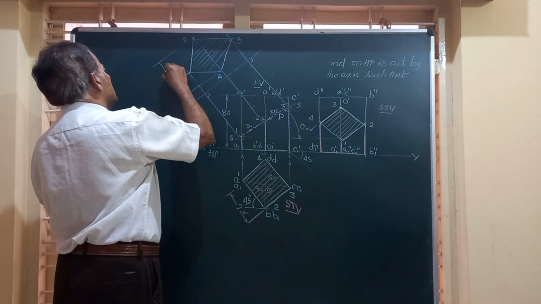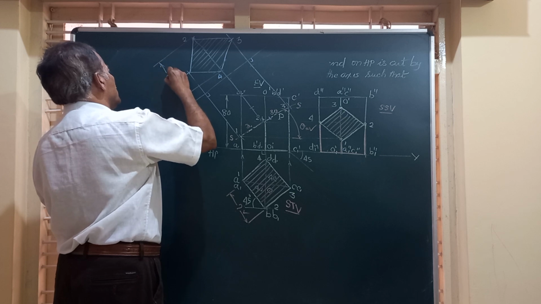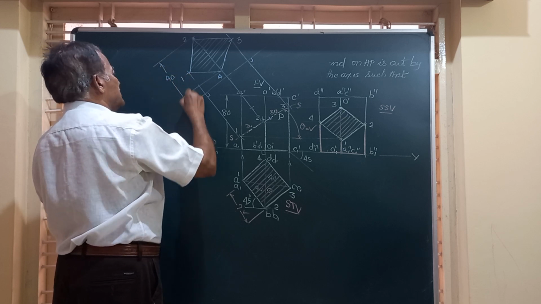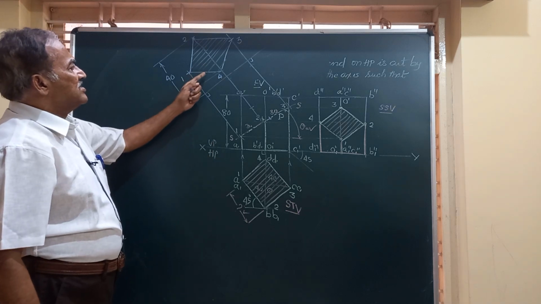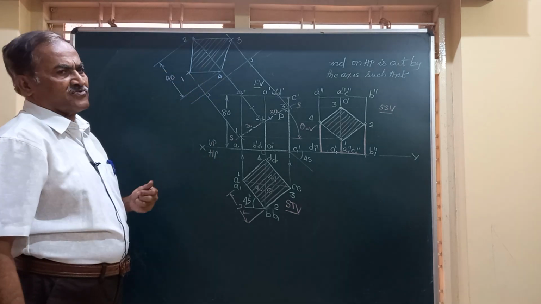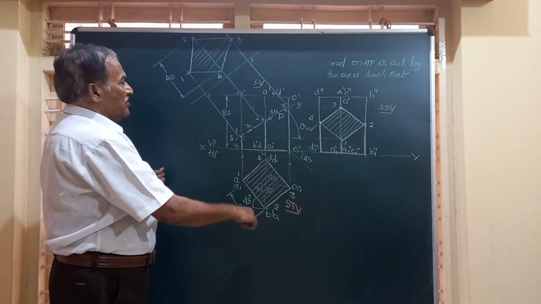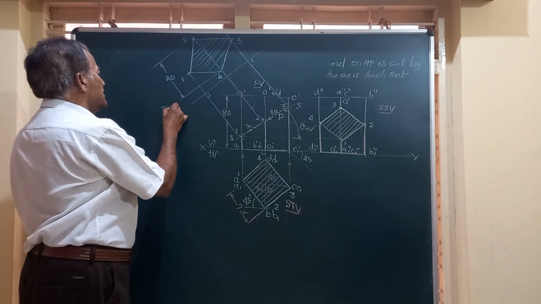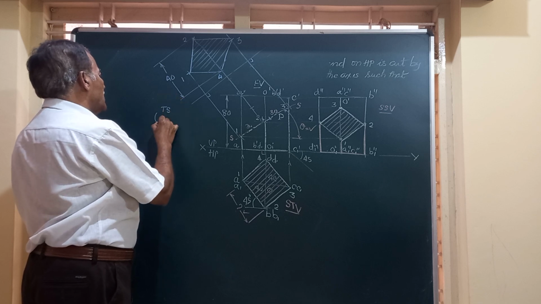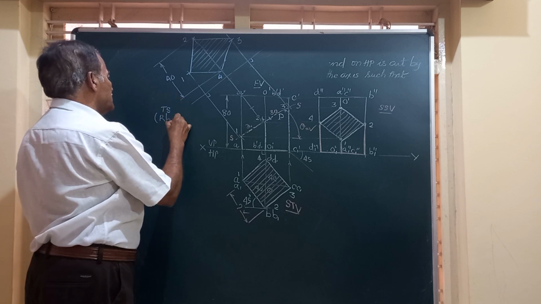Also here friends, this dimension is going to be 40, and as a check you can verify that this dimension 2 to 4 is 40, then only you are going to have a figure like this. Friends, the figure you get is called the true shape, and it is a rhombus.